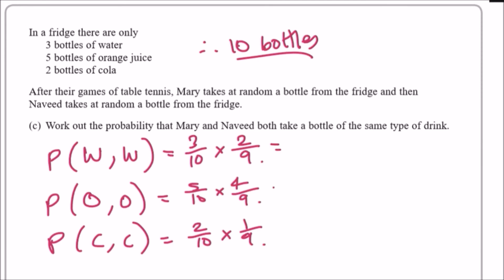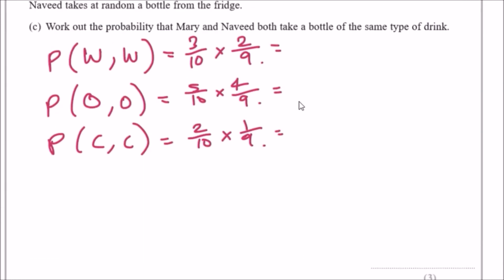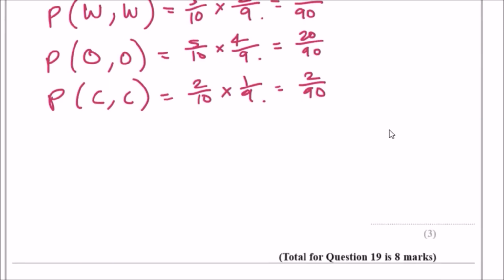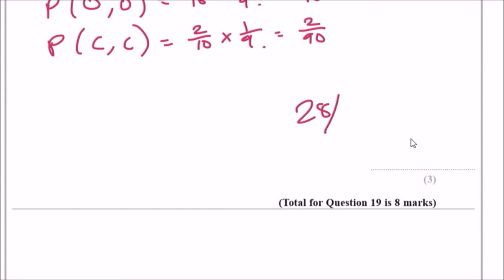And that's it. Now all you do is, like the previous question, calculate the probabilities and then total them up. Find the total probability. So very straightforward. 3 times 2 is 6 over 90. 5 times 4 is 20 over 90. And 2 times 1 is 2 over 90. And if you add them all up, 6 plus 20 plus 2 divided by 90, you should get 28 over 90, which is the same as 14 out of 45.